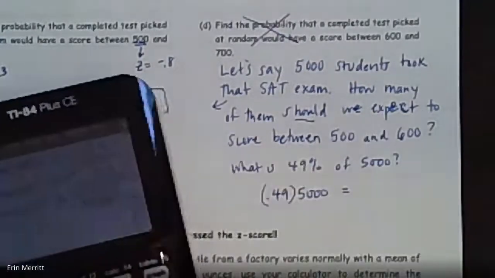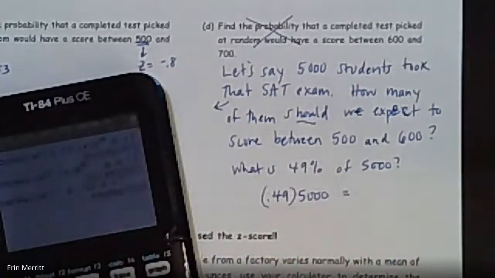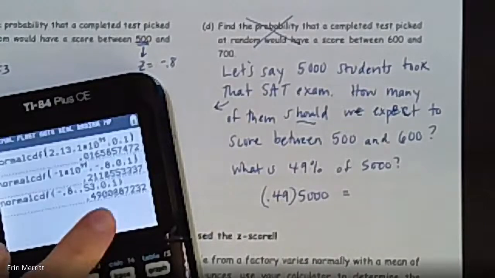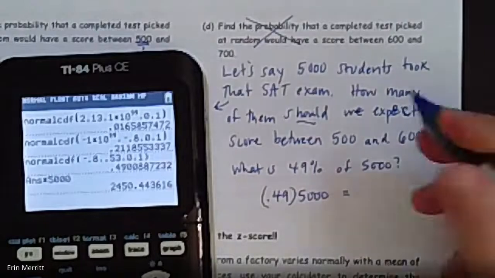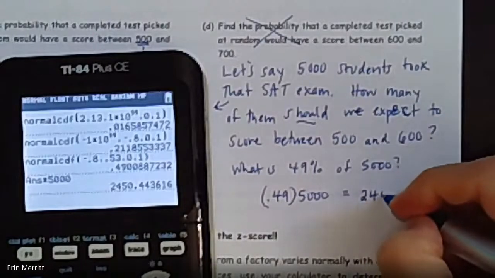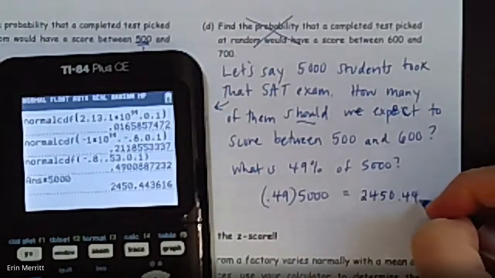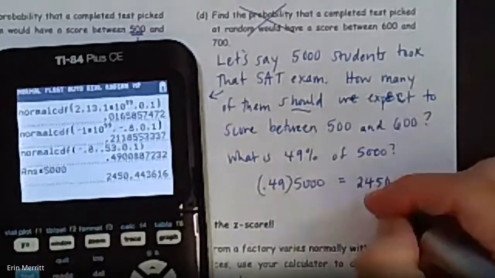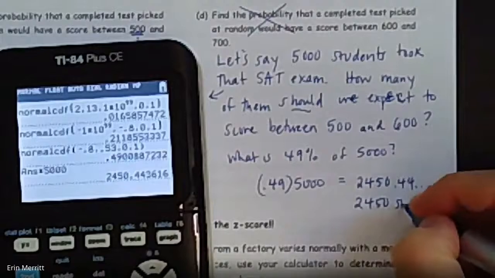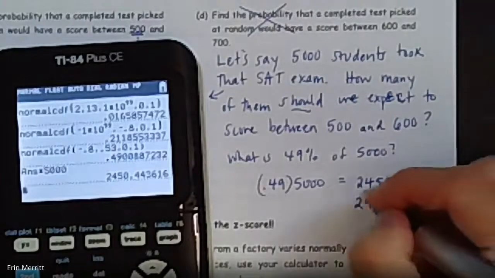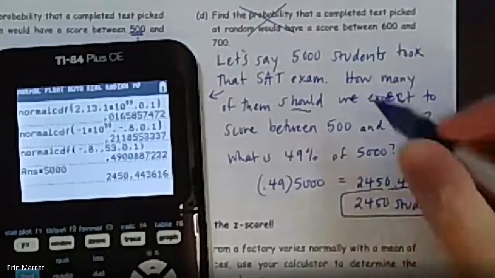All right. Now we know it should be about half. So this should be pretty close to 2,500, but I could keep it exact on my calculator even. I still got it there. Times 5,000, and it's going to come out to be 2450.44, but these are people. So I would say about 2,450 students is what you would expect out of that group of 5,000.